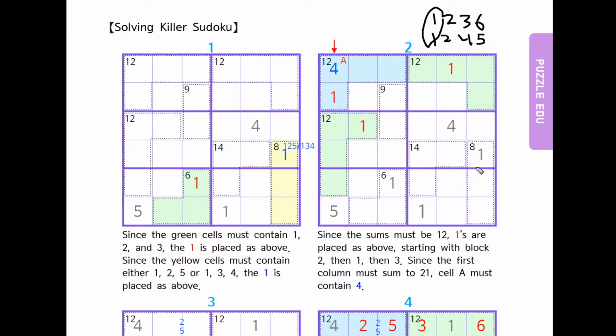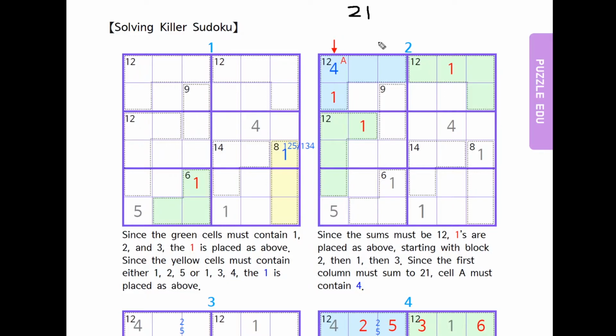This forces us to place the blue group's number 1 in this lower cell, and as a consequence, the second green group's number 1 in this cell. Now, the first column must sum to 21. Why, might you ask? Well, remember, each column must contain each number from 1 to 6. If you sum up all the numbers from 1 to 6, you get 21.